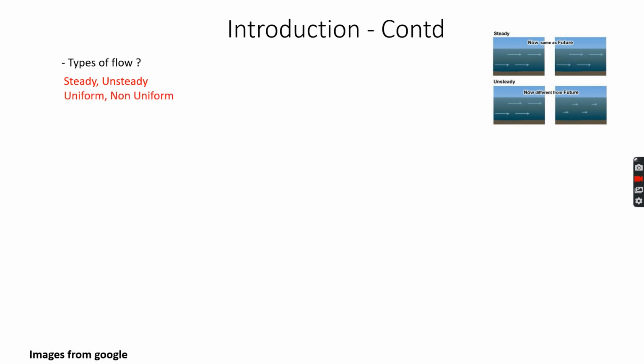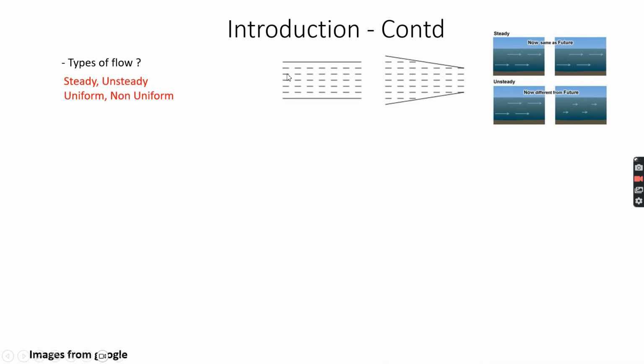Uniform and non-uniform. Uniform flows depend upon the space. The space is meant to say, for example, over here, the variation of velocity over the direction in which the fluid is moving is the same from the starting to the end. That is to say, the velocity of the fluid over here at the entrance is the same as the velocity of the fluid at the exit. So it is said to be a uniform flow.